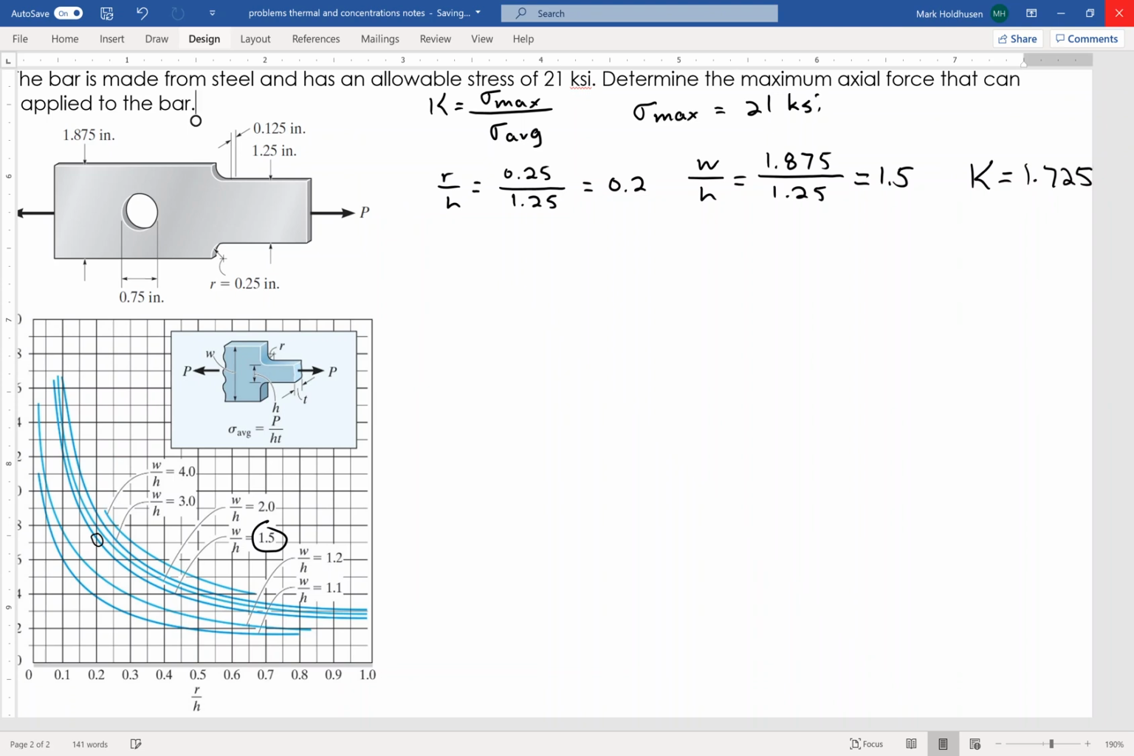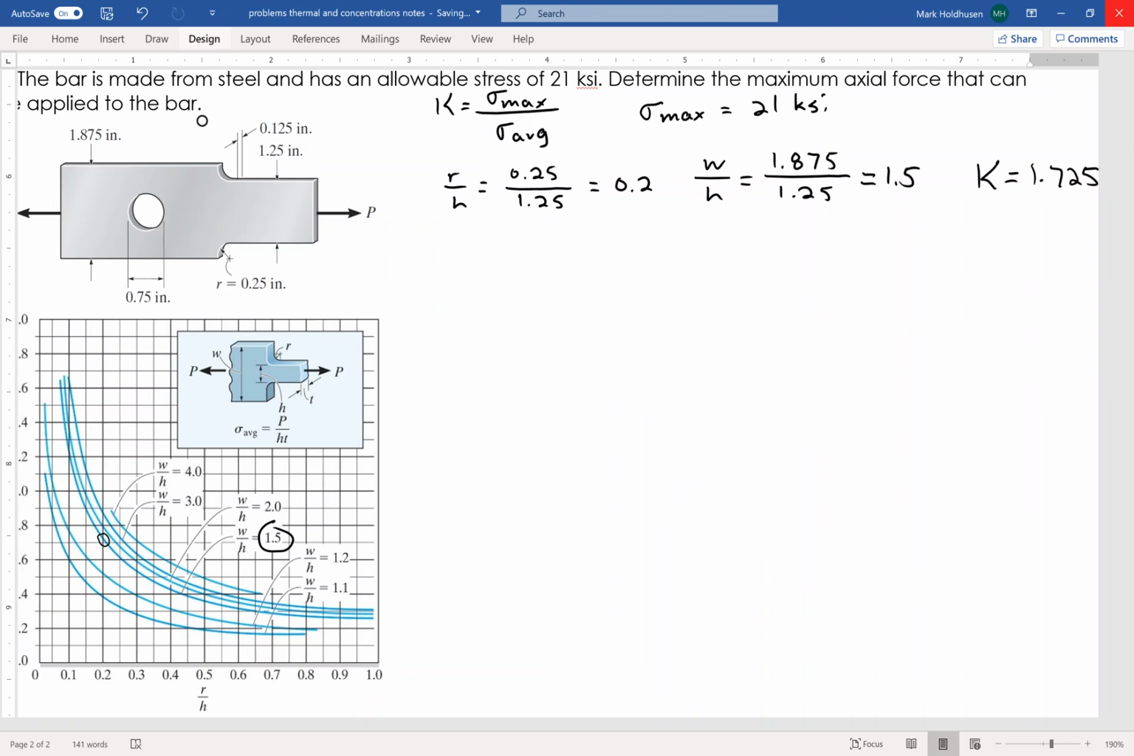Okay. So using that K, I guess I also now need the sigma average for the shoulder. So again, sigma average is just P over HT. Again, that's shown right there. So P is what I'm looking for. For HT, H is the 1.25 inches, and then T is the 0.125.